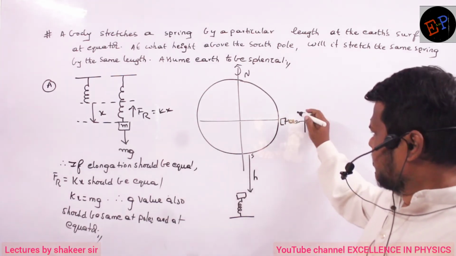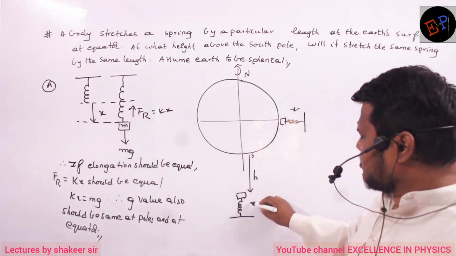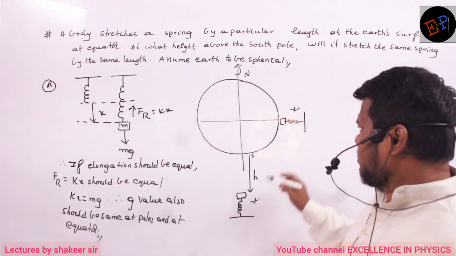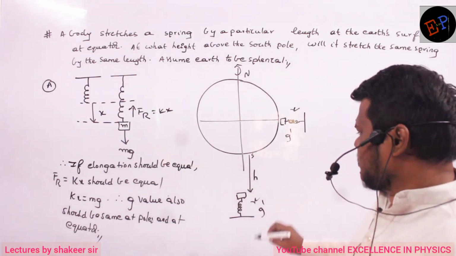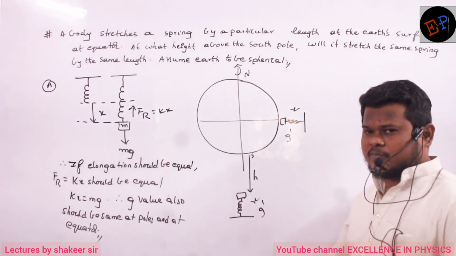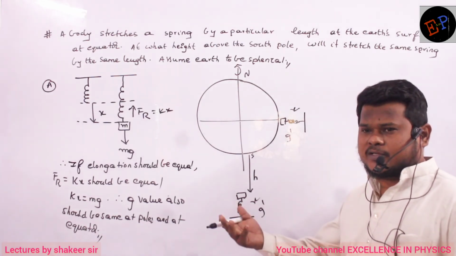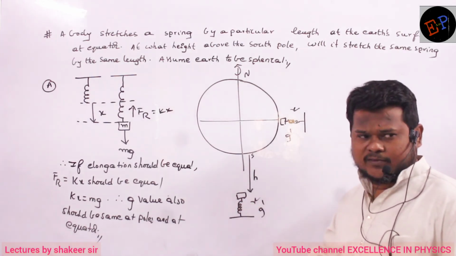So that here if elongation is x, here also elongation must be x only. It means here if the g value is g dash, here also the g value should be g dash only. Both should be equal. Then only my elongation will become equal. Is that the question? Okay.